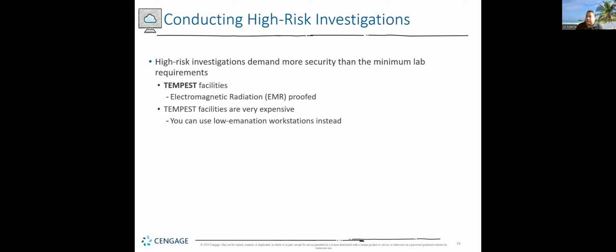You can use low emanation workstations instead. I've never heard that before. That's a new one for me too.